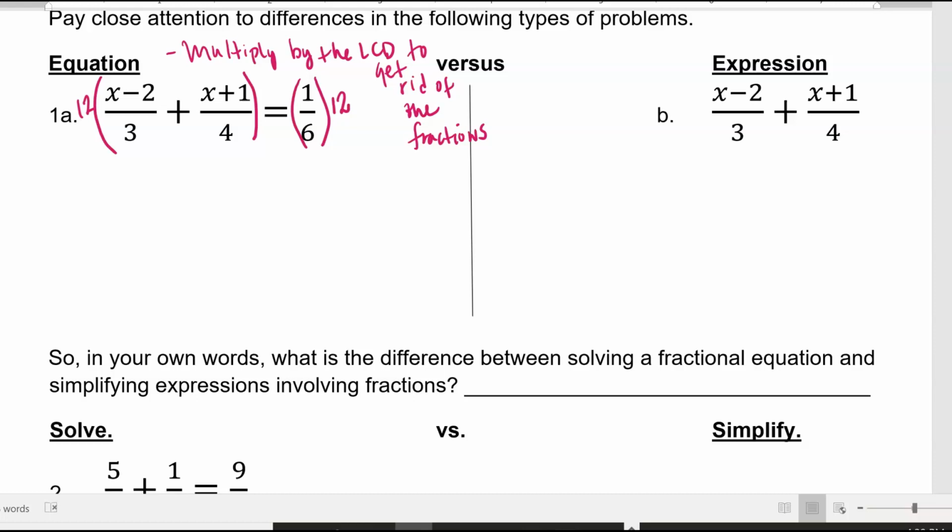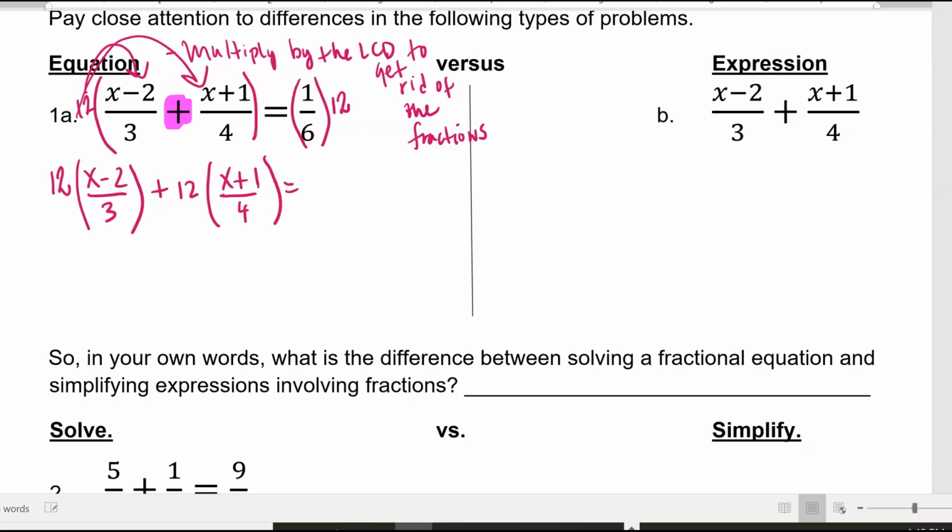If we multiply the left side by 12, notice we have a plus sign here, so that means we have two terms. We have two fractions here, so we're going to have to multiply 12 by both fractions. So we're distributing. Let's write it out. We're multiplying 12 by (x minus 2) over 3. But we also have to multiply 12 by (x plus 1) over 4. And of course, 12 is going to be multiplied by 1 over 6.